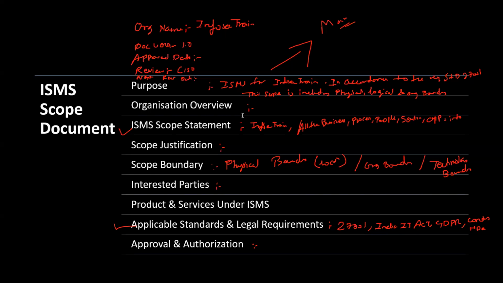So the organization has to provide an auditor. This scope document will be prepared by the auditor itself. It's your duty to prepare the scope document. First thing, we will be preparing the scope document, and this is how all the information will be listed: purpose, organization overview, scope statement, justification, boundary, interested party, product and services under the ISMS, applicable standard and legal requirement, followed by the approval details.